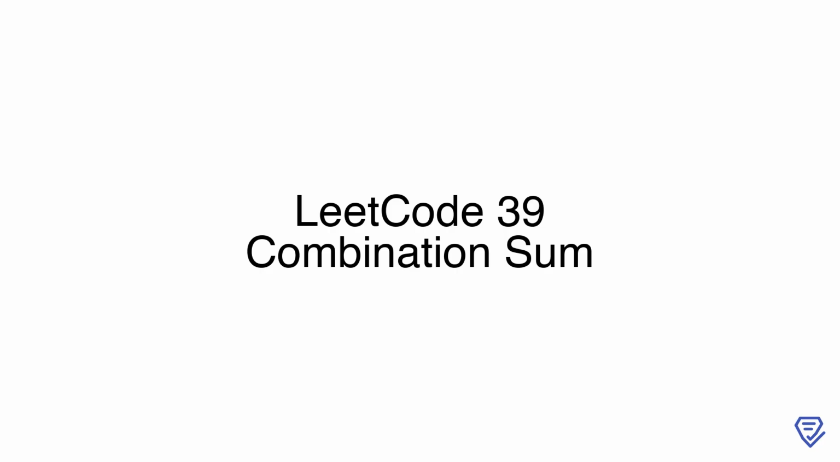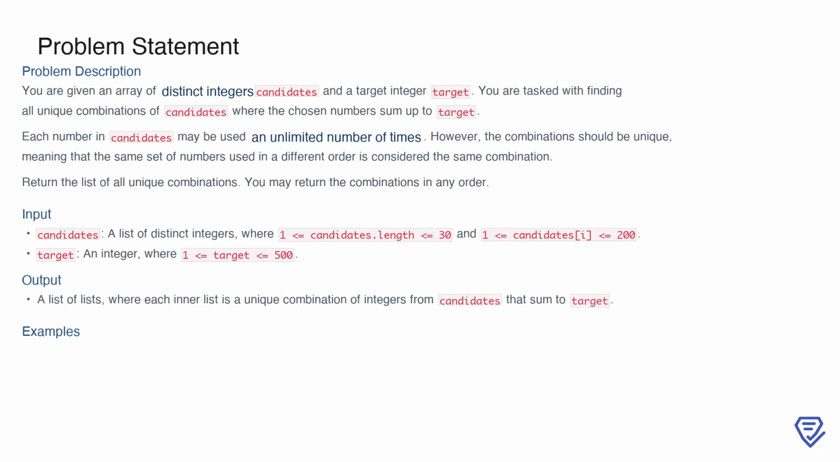Let's get started. In this problem, you are given a list of distinct integers called candidates and a target integer named target. Your goal is to find all unique combinations of numbers from the candidates list that add up exactly to the target. Importantly, each number in the candidates list can be used as many times as needed to reach the target. However, combinations that use the same numbers but in a different order are considered identical and should only appear once in the result. For example, a combination like 2, 2, 3 is the same as 3, 2, 2.